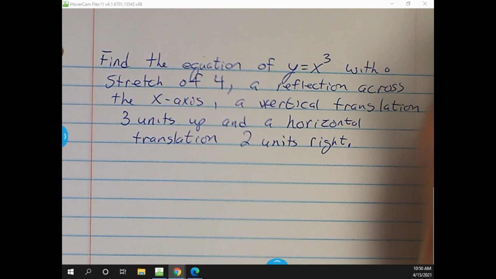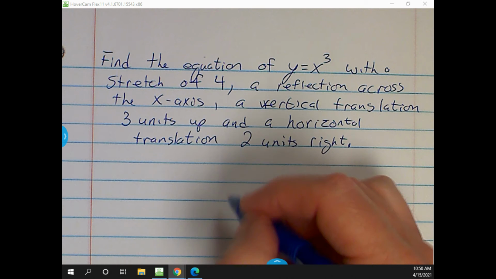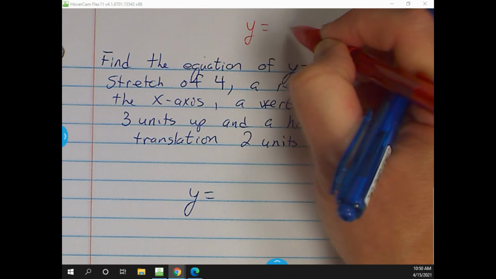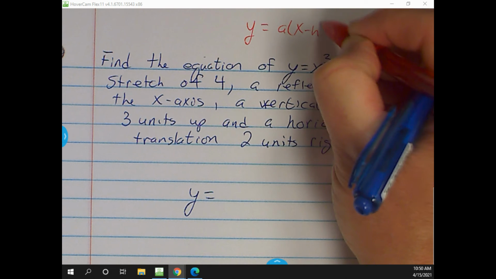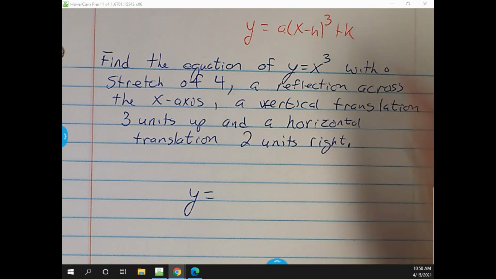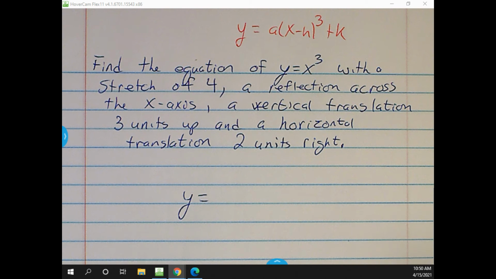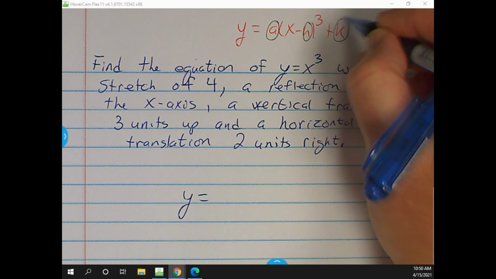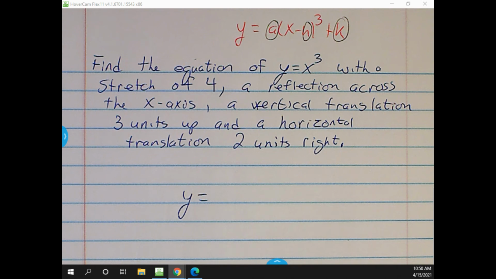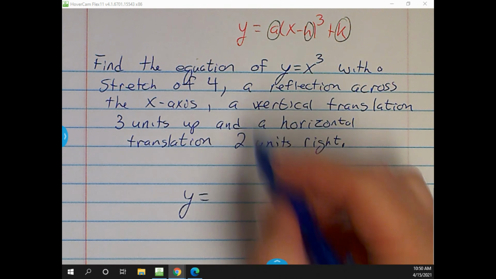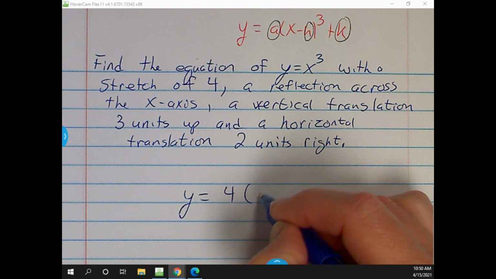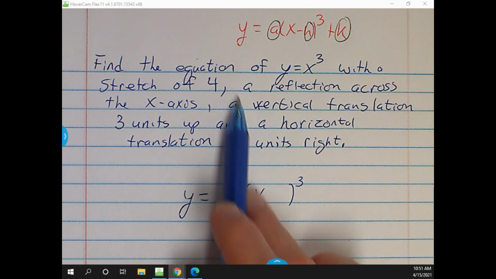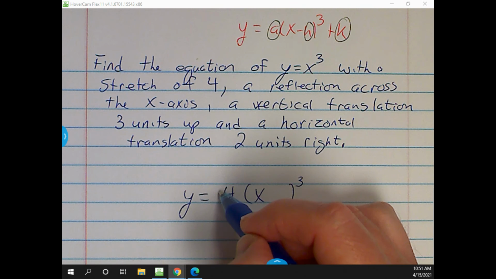Okay, the first thing is you've got a stretch of 4, so that's your A value. So that's kind of what we're looking for. Again, you got to find out what your A value is. You got to find the H value and the K value. And basically, we're kind of figuring out what all those things are in here. So the stretch of 4, that's your A value. That's going to go in front. The reflection across the x-axis, that makes that a negative.